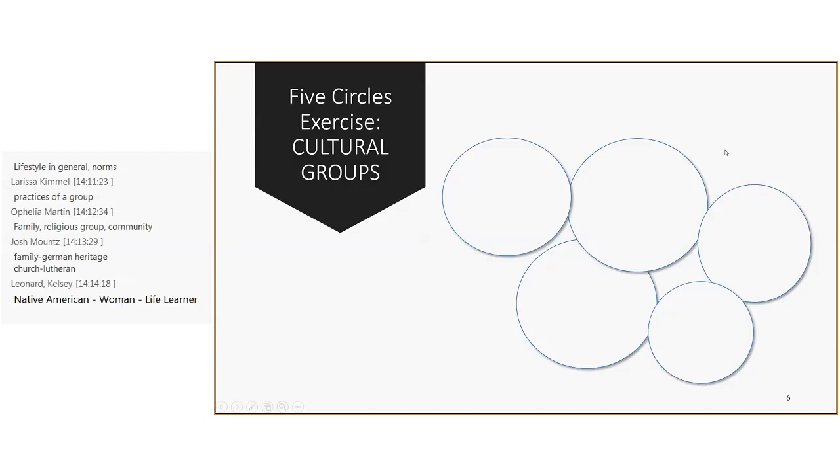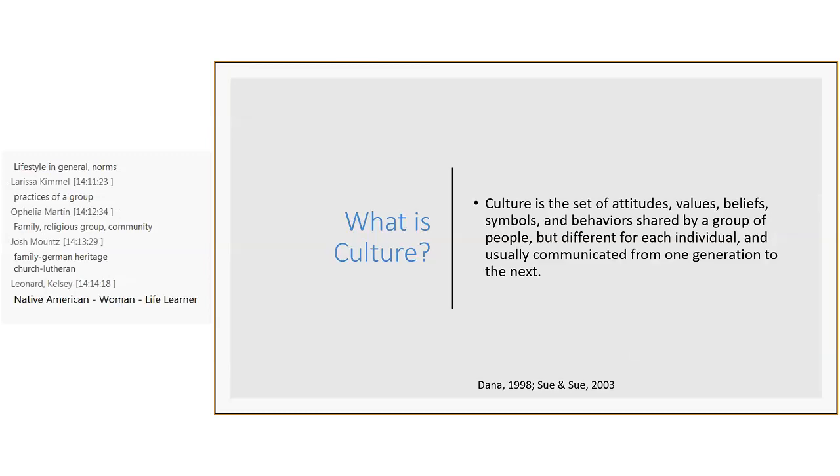So those are great. I'm seeing some identifiers go into the chat box, which is fantastic. There are great examples. We've got family, German heritage, church, Lutheran. If I did my own, I'll type these in right now, but I'm thinking, 3 out of the 5: Native American, woman, life learner. So these are different types of associations that we have about being a part of different groups. So it's really interesting as we start to think about how we identify culturally with the groups that surround us.